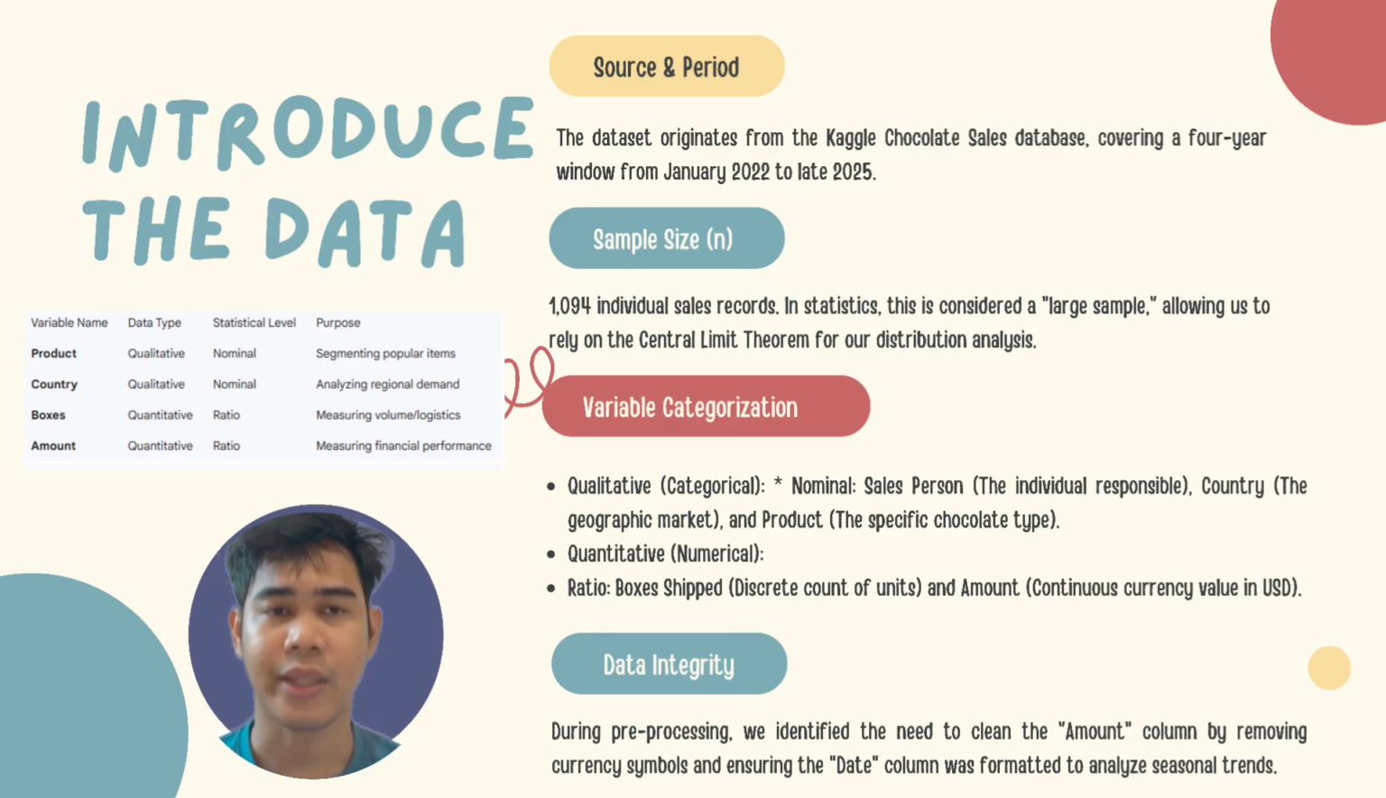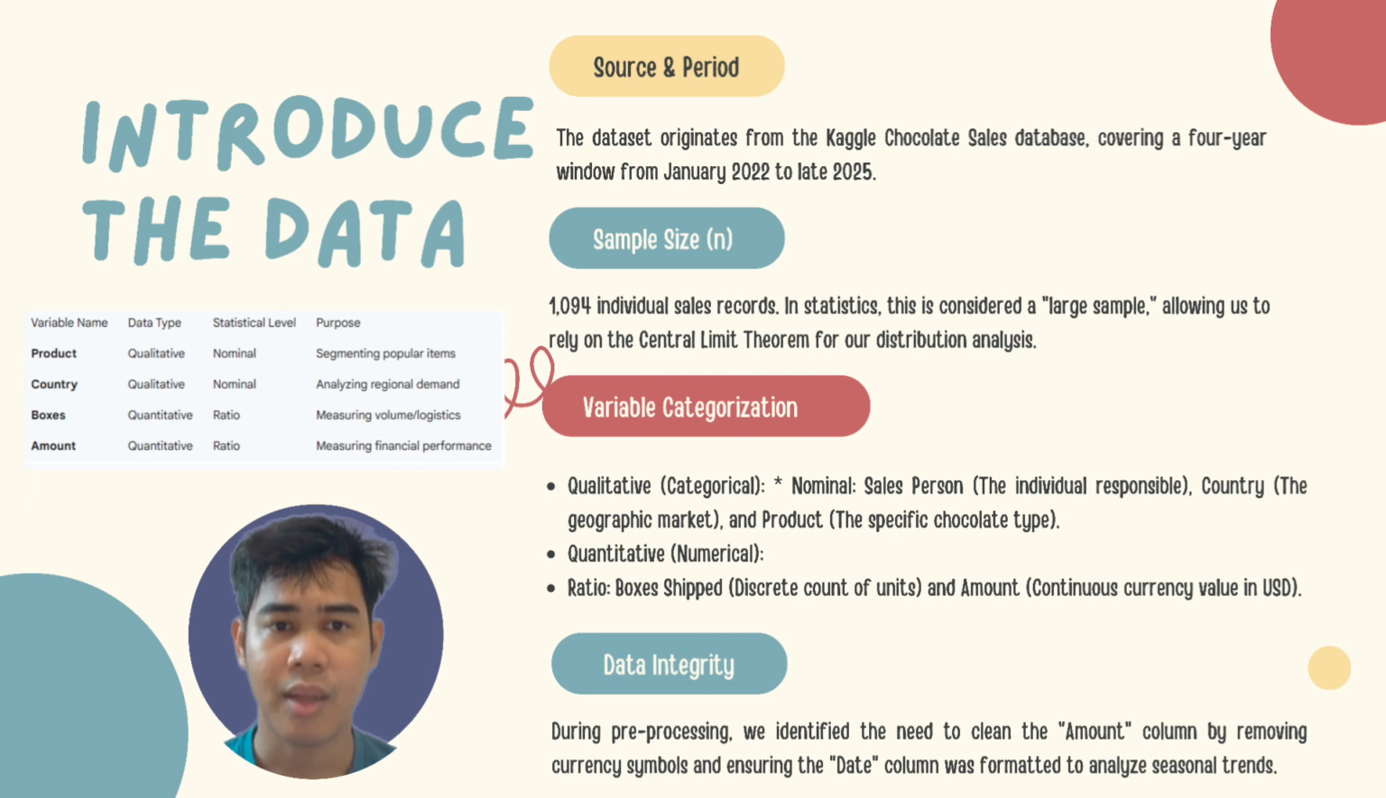Introducing the data. Source and period: the data originated from the Kaggle chocolate sales database, covering a 4-year window from January 2022 to late 2025. Sample size: 1094 individual sales records. In statistics, this is considered a large sample, allowing us to rely on the central limit theorem for our distribution analysis.